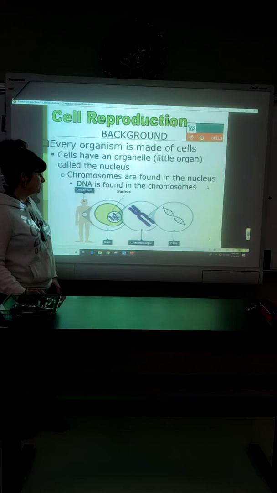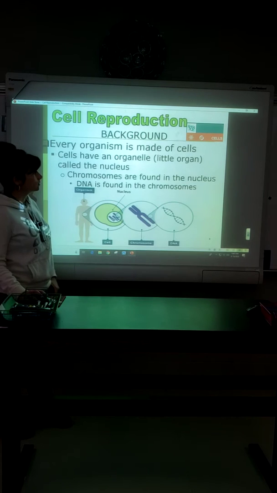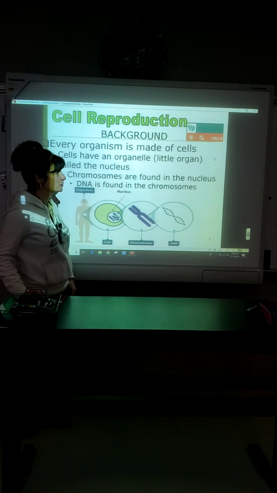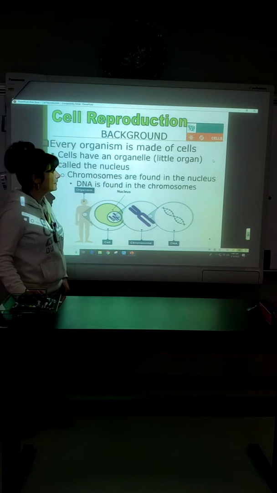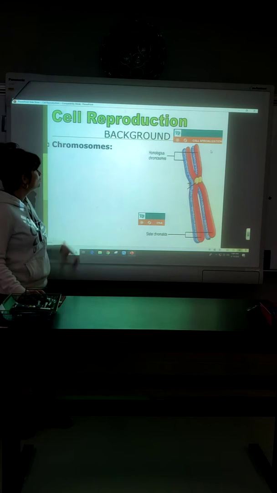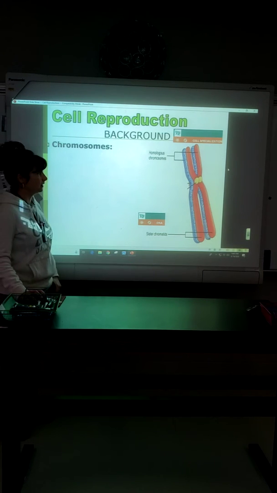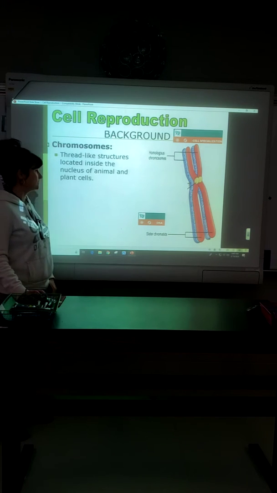Okay, and then the DNA is found in the chromosome, and that picture shows that. Here's a BrainPop. It will be linked under Friday the 27th information that matches these notes. All right, so chromosomes. This is kind of a big thing for this unit. We have these thread-like structures that are located in the nucleus of animal and plant cells.